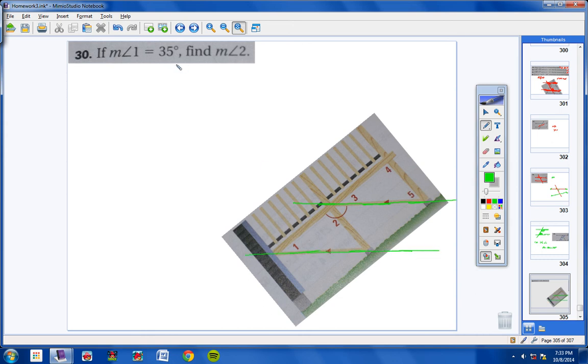And now this question is dealing with angle 1 right here. So let's go ahead and draw this line here, okay? Angle 1 right here is 35 degrees. They want us to find the measure of angle 2, which goes from here to here, that whole angle.